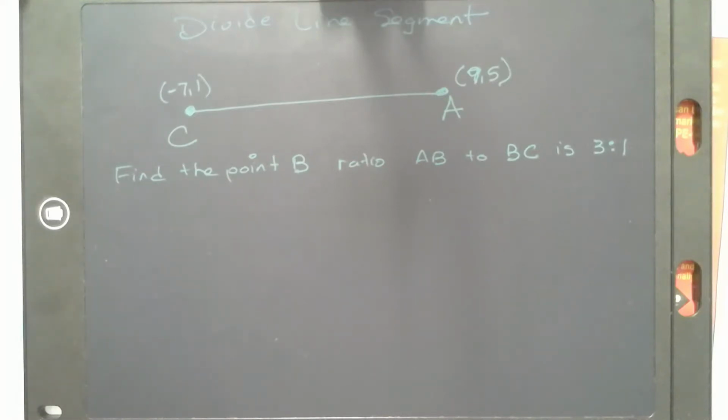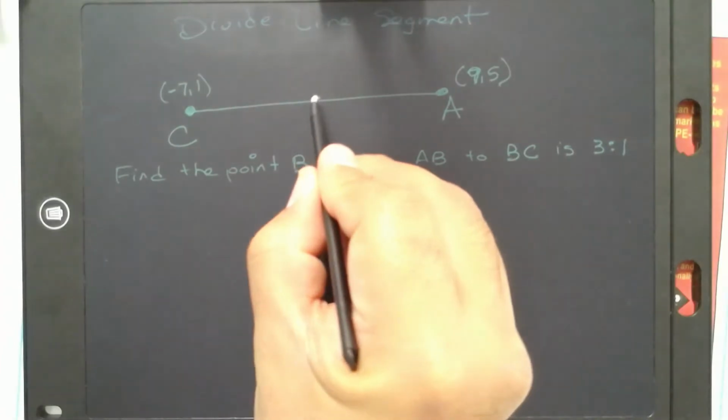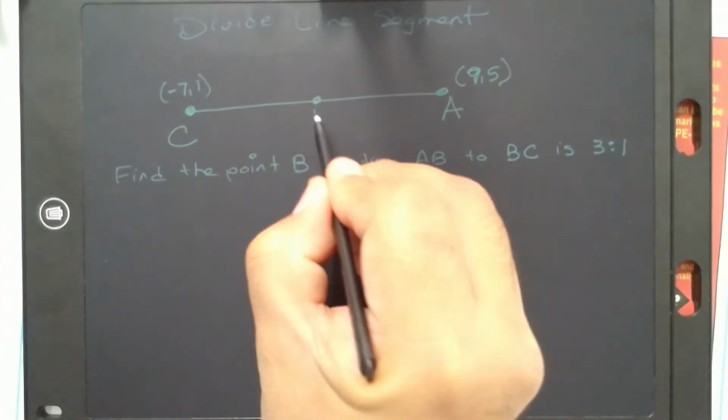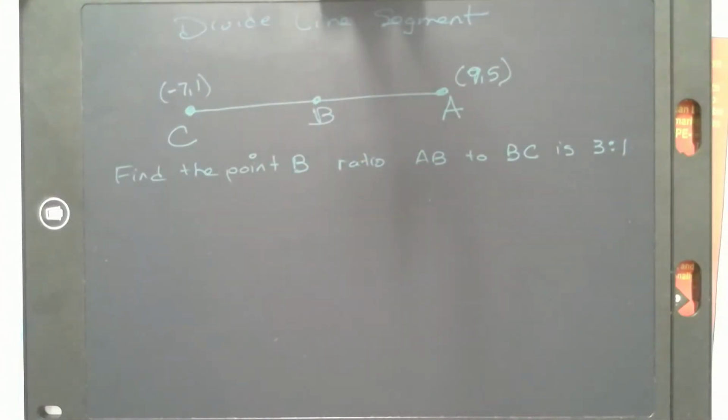So this question says divide line segment. We have a point C, which is (-7, 1), and we have point A, which is (9, 5). When we divide the line segment, there's a point B that's going to be somewhere on the line segment. I don't know where. I shouldn't say the middle. It's just somewhere on the line.